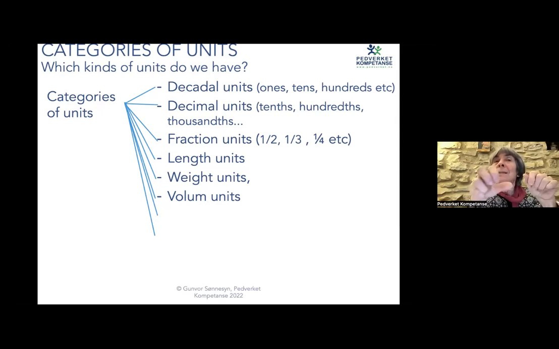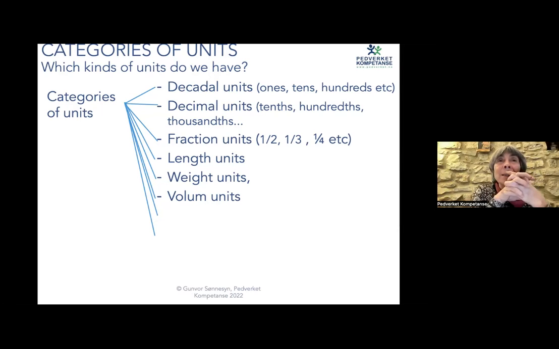tenth is not a deciliter. Yes, it is a deciliter, but it could also be a lot of other things. Any time when a whole is divided in 10 equal parts, then we can speak about a tenth. And every time when a whole is divided into 100 equal parts, we can use it as a hundred, or we can call it a hundredths, 100 parts.